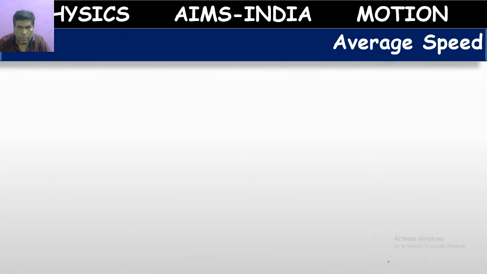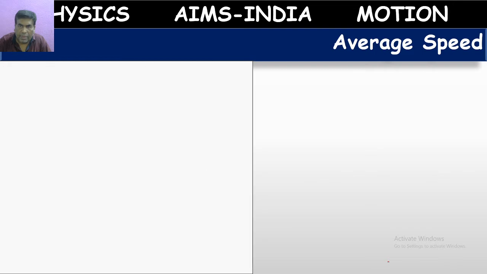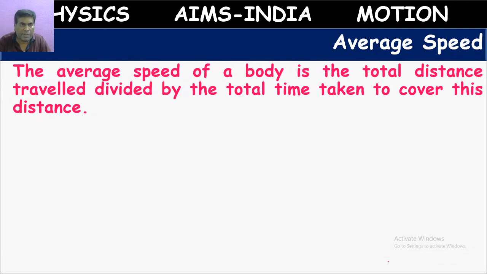So next, we have some types of speed, like average speed, uniform speed, non-uniform speed, and instantaneous speed. Let's see about average speed first. Already we know the meaning of average.